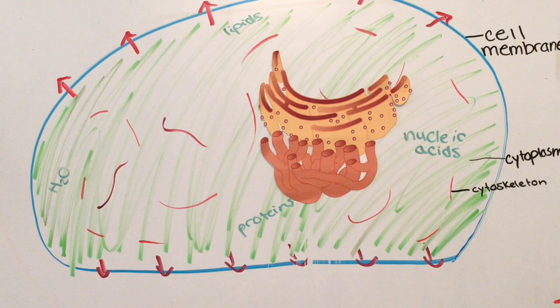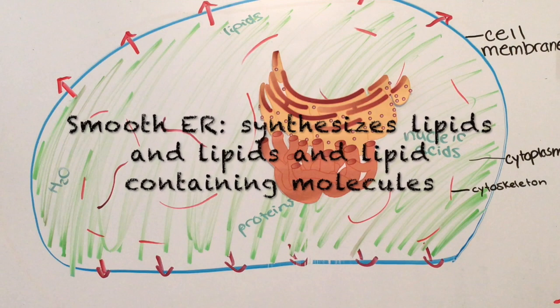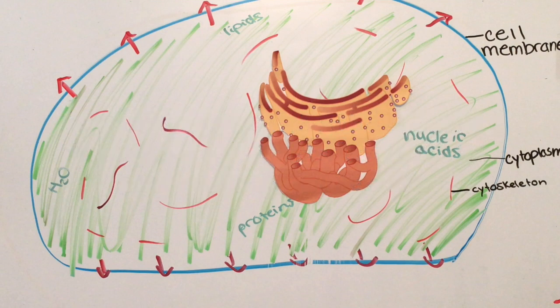The smooth ER, on the other hand, is more known for synthesizing lipids and lipid-containing molecules, such as the phospholipids that make up the membrane. Amazingly, it can also help detoxify drugs and alcohol in the liver.